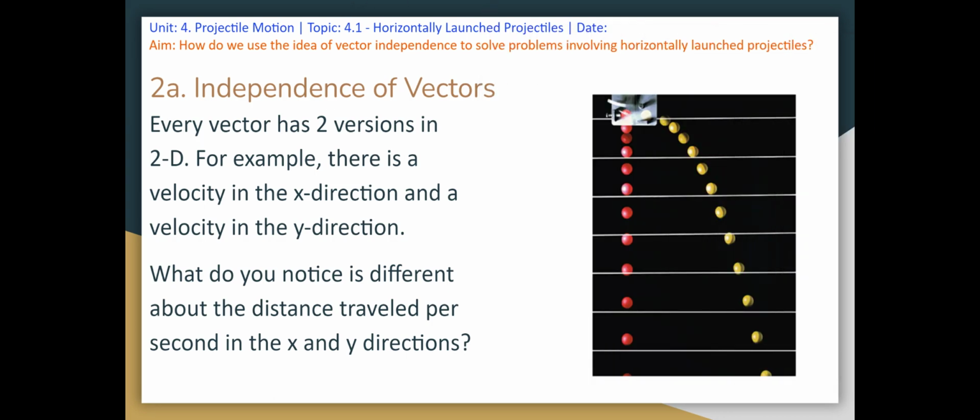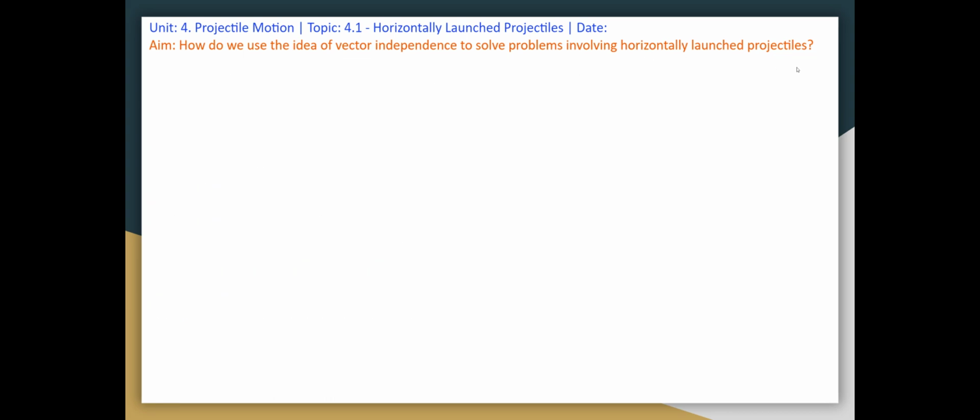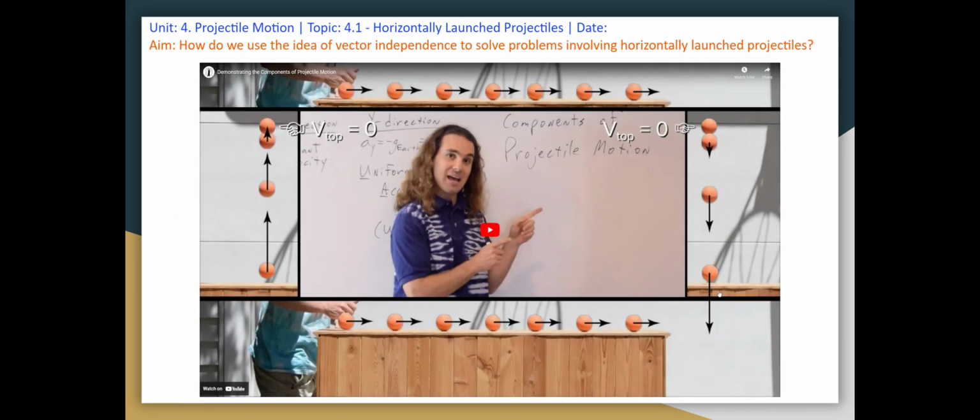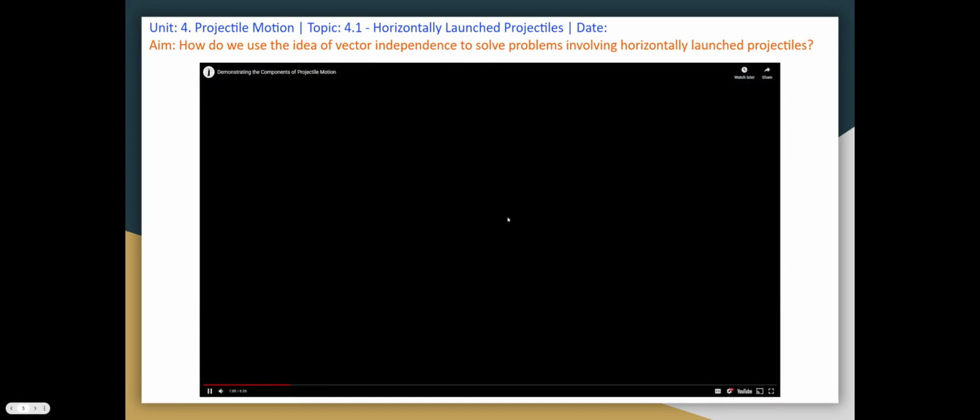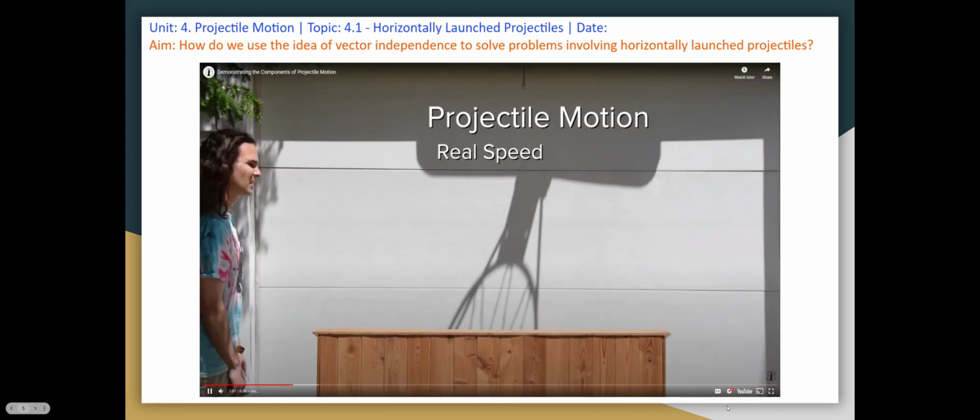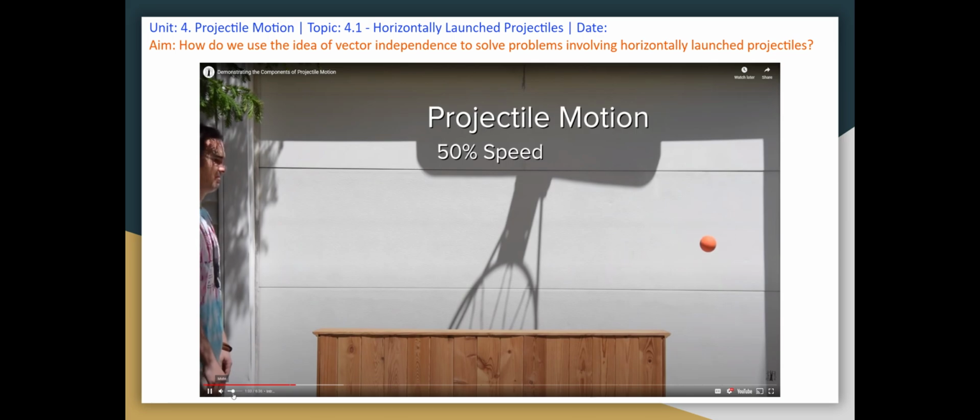So again, it's further proof that we can definitely classify things in two dimensions. We're going to watch part of this video. It communicates the idea in visual form. Therefore, projectile motion is made up of a horizontal and a vertical component.